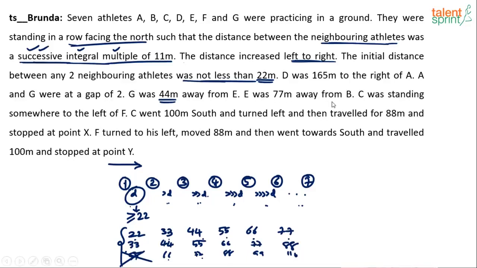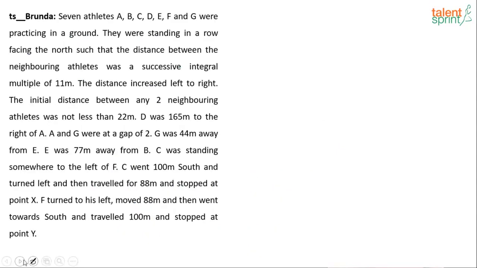Then E was 77 meter away from B. Okay. C was standing somewhere to the left of F. C went 100 meters south and turned left and then traveled for 88 meters and stopped at point X. Okay, there are directions also involved here. F turned to his left, moved 88 meters and then went towards south and traveled 100 meters and stopped at a point. So let's try it. I think I need some space, yeah, let's try it here.